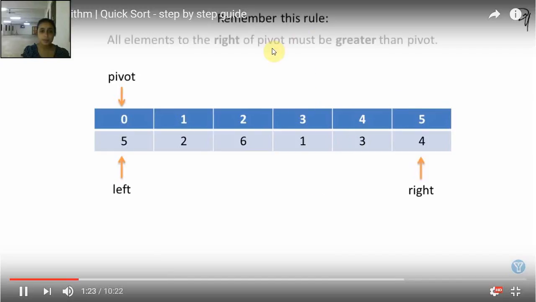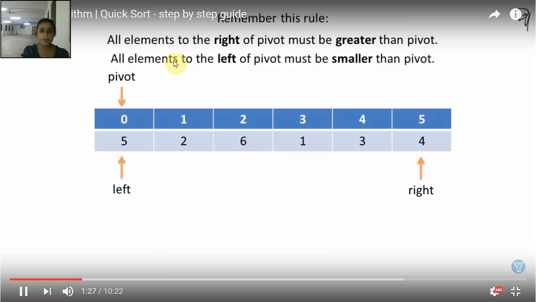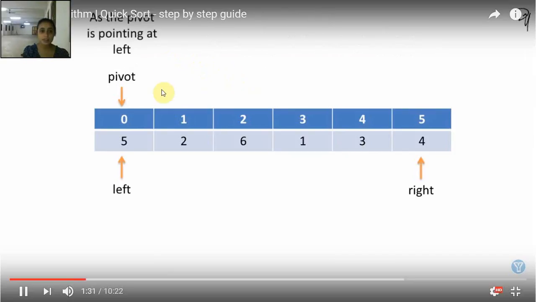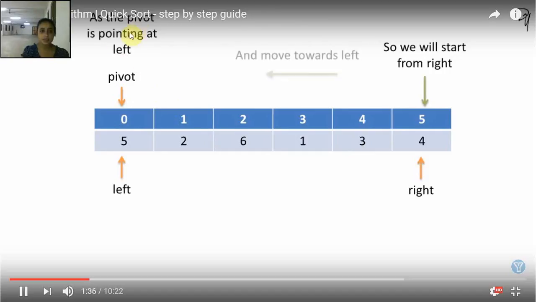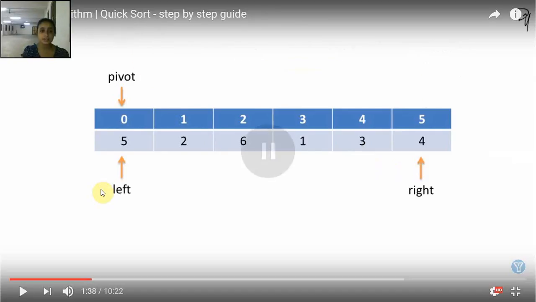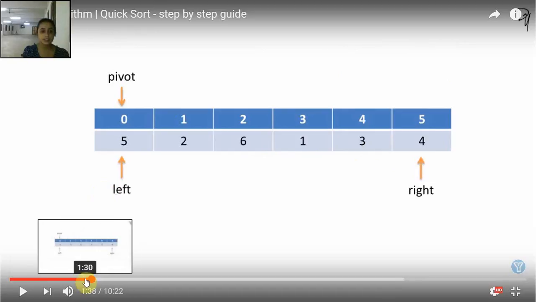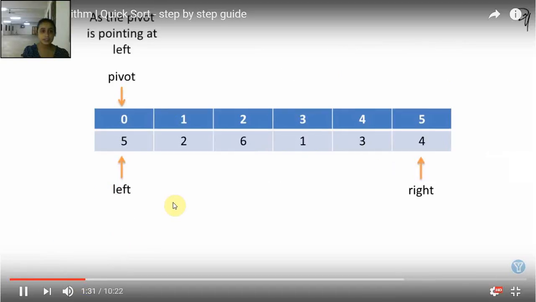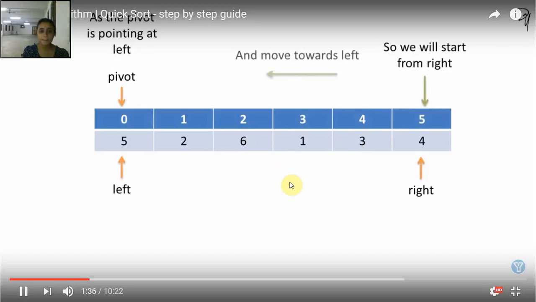So we have to remember two rules, that is, all the elements to the right of the pivot must be greater than pivot and all the elements to the left of the pivot must be less than pivot. As the pivot is pointing at the left, we start from right and we move towards left.